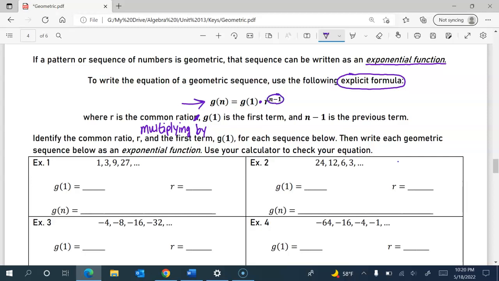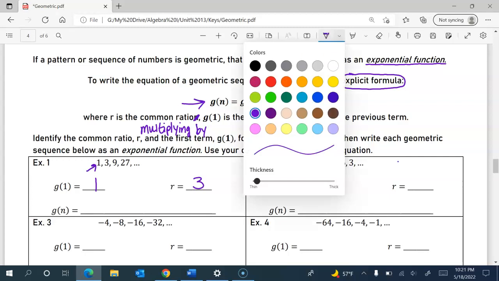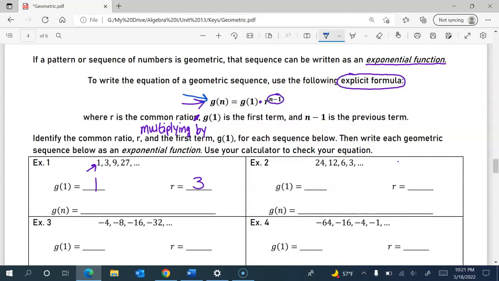That's exponential. So 1, 3, 9, 27. The pattern here, well, I suppose we could start with our first term. First term right here is 1. But the pattern every time is we are multiplying by 3, right? So let's take a look again. I'm going to keep pointing back to this explicit formula. So it's really going to help us here.